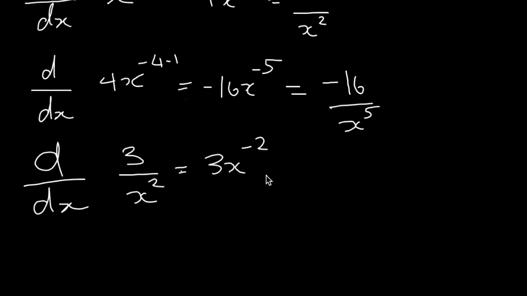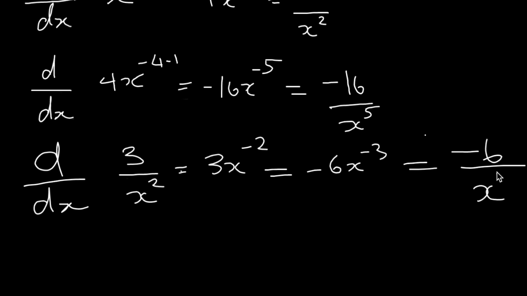Because we're bringing this up here. So then we have 3x to the power of -2. -2 times 3 is -6, x to the power of -3. And then we can rearrange. So then we have -6 over x to the power of 3.